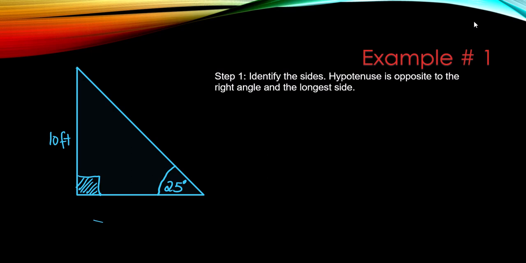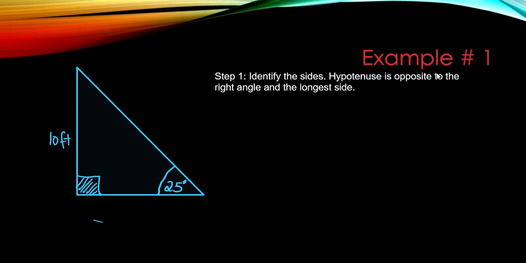Every time you do a question, make sure you follow the steps. Whenever you do math, if you follow the steps properly, there's no way you can get it wrong. But please don't take shortcuts. Step number 1, identify the sides. So label your triangle. You have to tell which side is which.